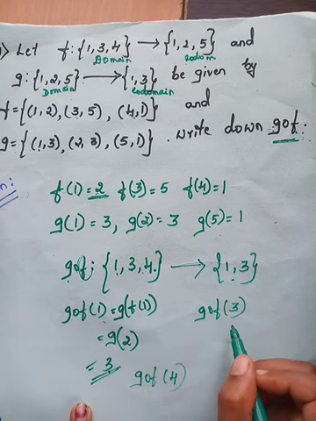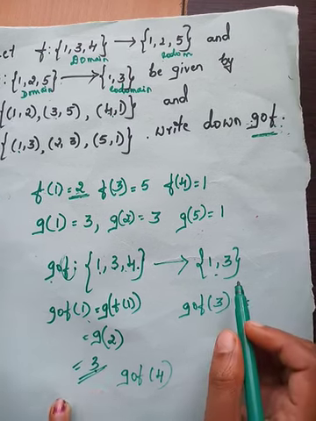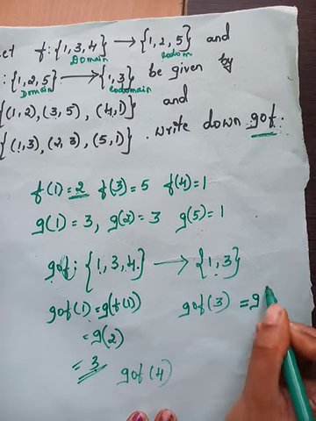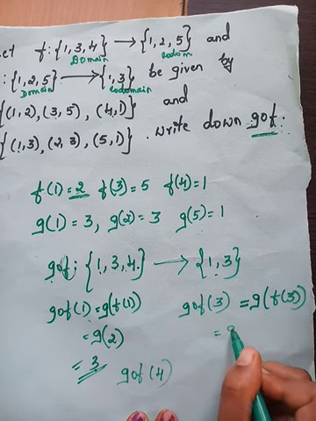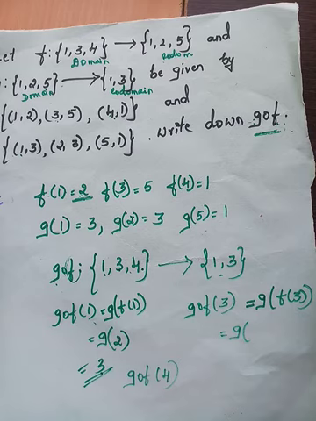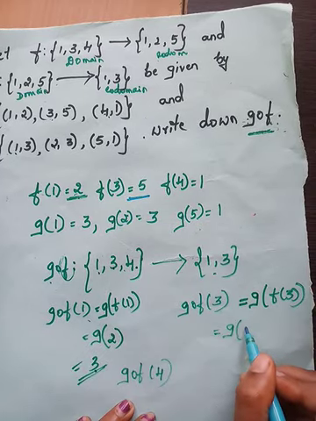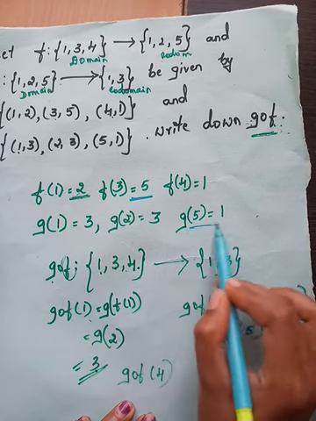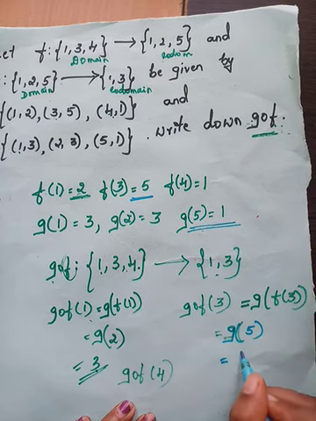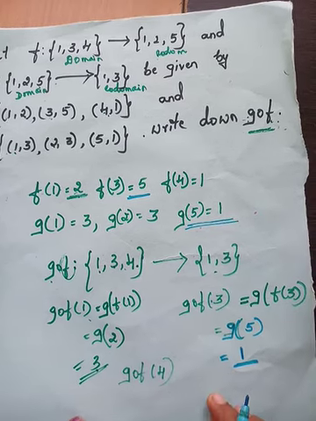Okay, and then next you come up with G composition f of 3. How will you write this? G of f of 3. That is equal to G of, what is f of 3? Just check: f of 3 is 5. So it is G of 5. But we know what G of 5 is. G of 5 is 1. So G composition f of 3 is 1.